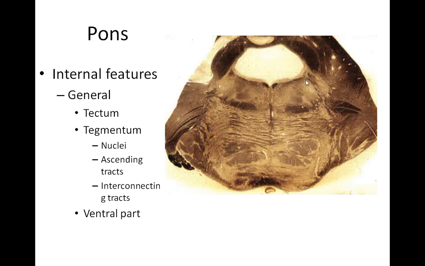In the upper part of the pons, there are only two cranial nerve nuclei, and these are the motor nucleus of the trigeminal nerve, which lies medial to the chief sensory nucleus of the trigeminal nerve. The ascending tracts are formed by the medial lemniscus, which lies medial to the spinothalamic tract.